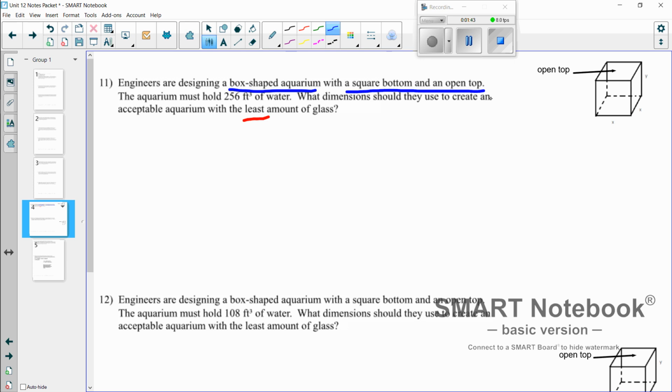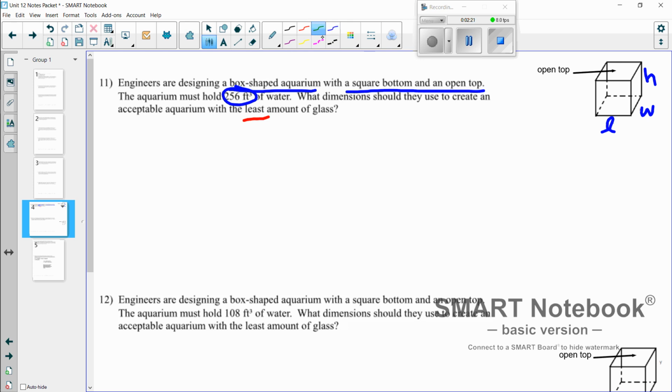Now, according to my picture over here, and you should draw this, okay? Draw this over here, I have a box-shaped aquarium, which this is box-shaped. It has a square bottom. Now, that's key. So my length times width is a square, okay? And then obviously there's a height as well, right? For a box, that's usually what our volume is. We're talking about volume here. Why? Because in the next sentence it says 256 cubic feet. So this is referring to the volume of the box. It has an open top, so only 5 faces, not 6.